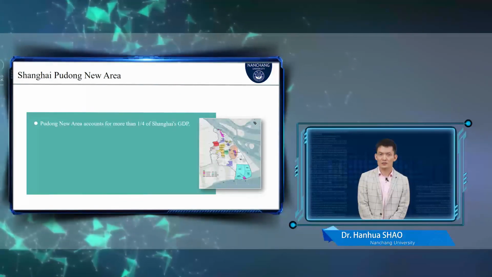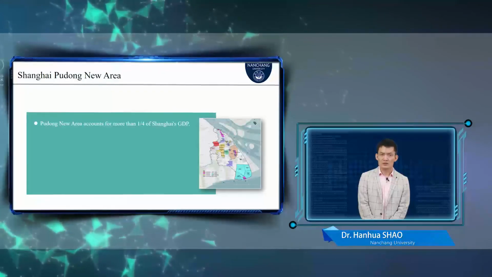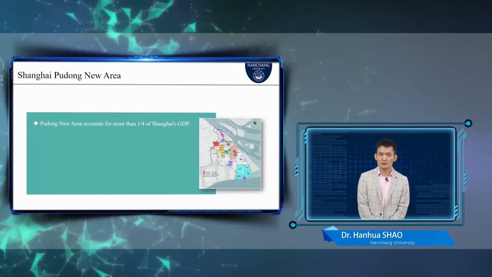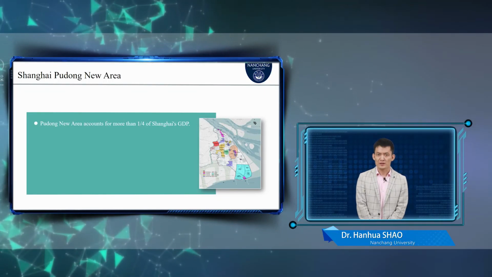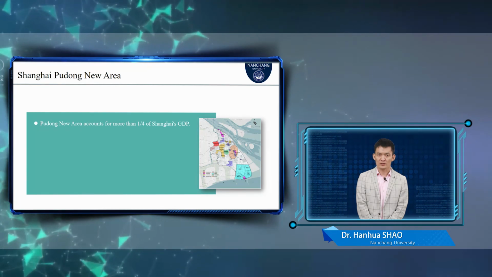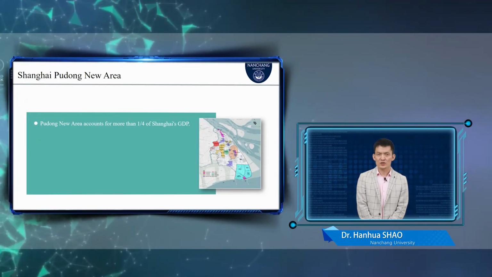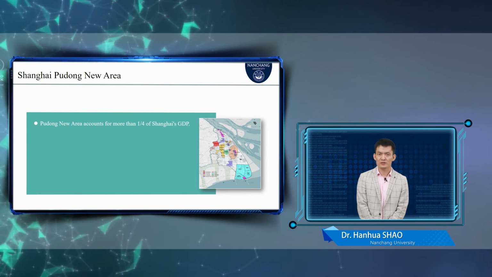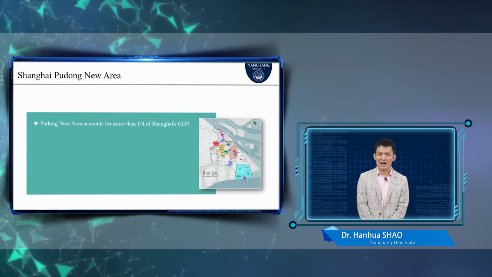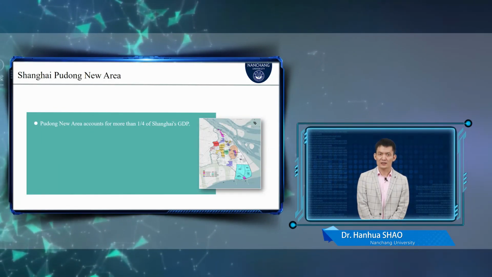Since the establishment of Pudong New Area, it has made rapid progress in economic development and achieved world-renowned achievements. For instance, the GDP of Pudong New Area increased from 6 billion yuan in 1990 to 593 billion yuan in 2012, after merging Nanhui District. Pudong area accounts for more than 1/4 of Shanghai's GDP.